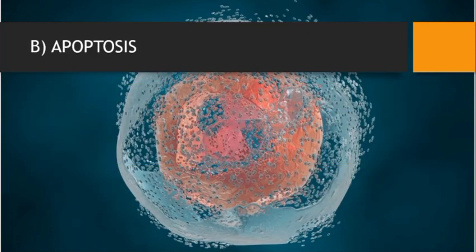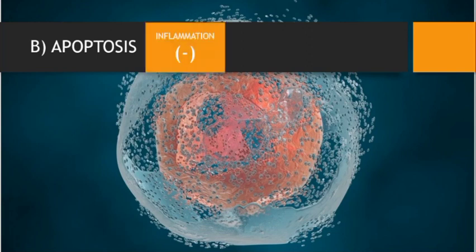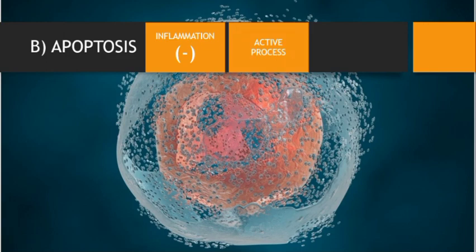Next, let's talk about apoptosis. Now, if you see, apoptosis does not involve inflammation, but we just saw that in necrosis there is inflammation present, but in apoptosis there is no inflammation. Also, apoptosis is an active process. Remember, A for apoptosis, A for active process.